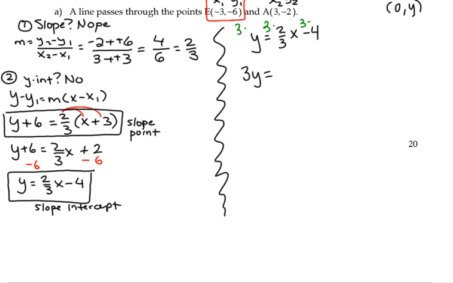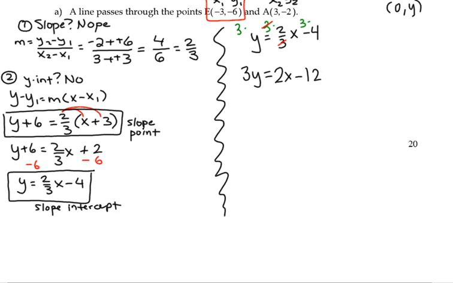equals, what happens when we multiply 3 times 2/3? The 3's cancel out, and we're just left with 2 and, don't forget to write the x, 2x minus negative, minus 12. Minus 12. Okay, next step.